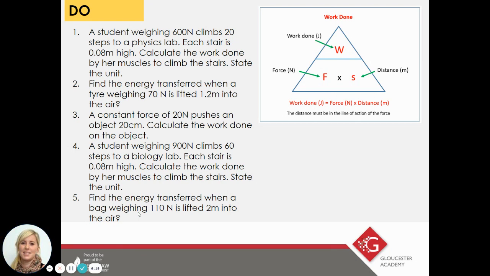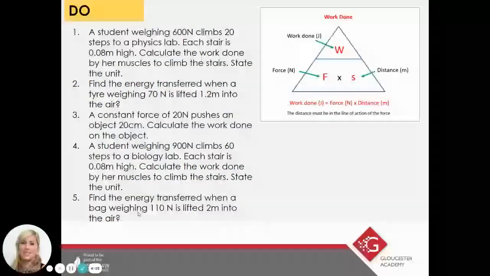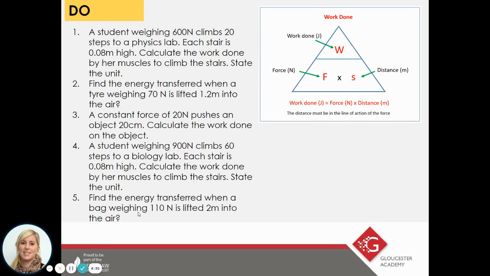So stop the video now, work out all of these calculations, and then we'll go through the answers. So make sure you pause the video.